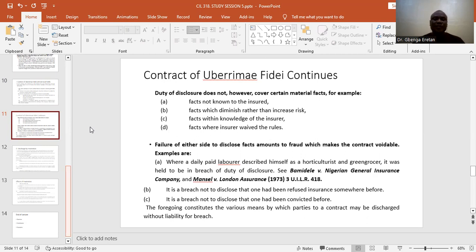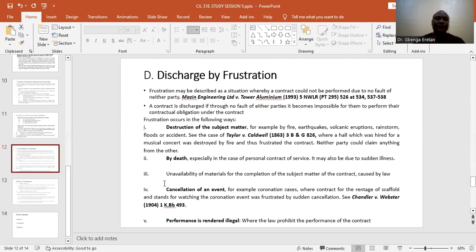Number two, it is not a breach not to disclose what has been refused by someone else. In other words, where the non-disclosure does not fundamentally affect the clause in the agreement. Number three, it is a breach not to disclose that one has been convicted. So where a situation requires somebody to know about the true status of a person, and such a person has been a convicted criminal, it will be a breach on the part of that person not to disclose he has been convicted as a criminal before now.